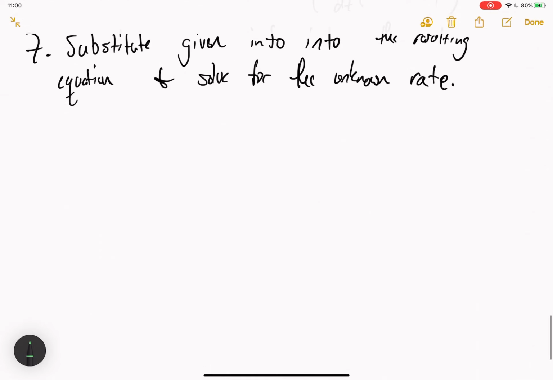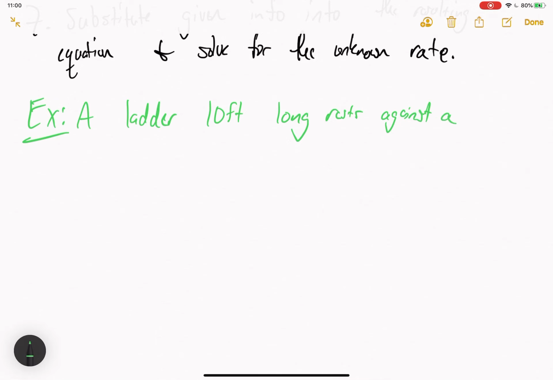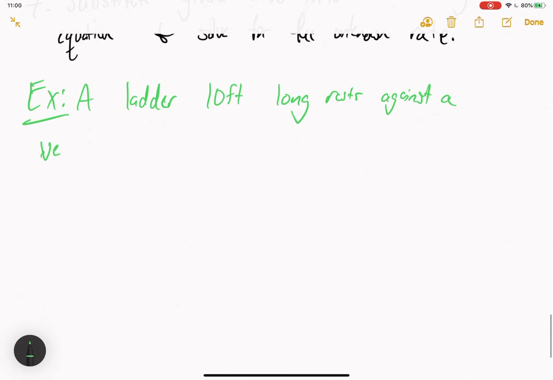All right. So this last example, I'm going to try to go through kind of quick. Like I said, I was going to go through two more examples. So a ladder is going to be 10 feet long, and we know it rests against the wall. I should say a vertical wall. Did I really spell vertical wrong? I did.